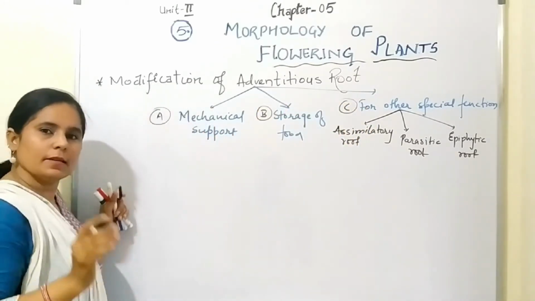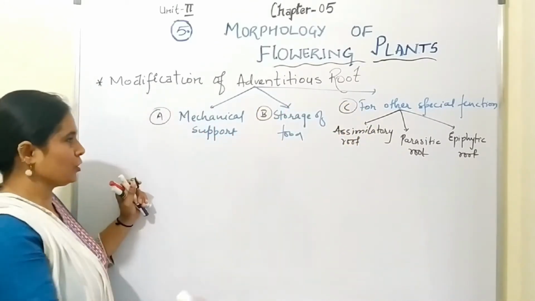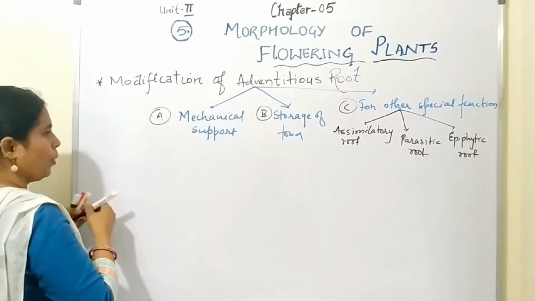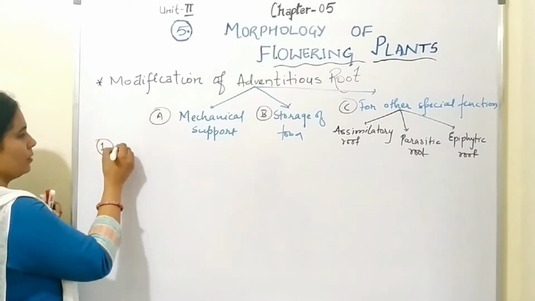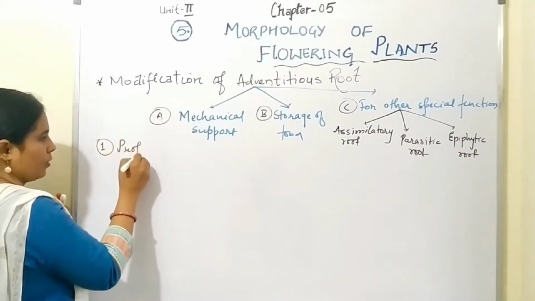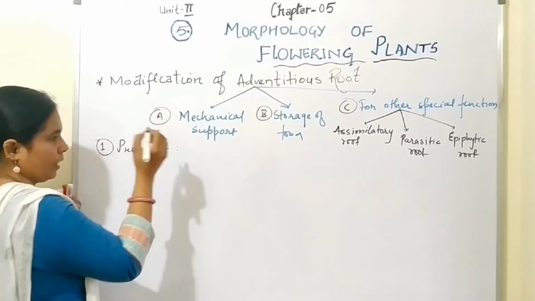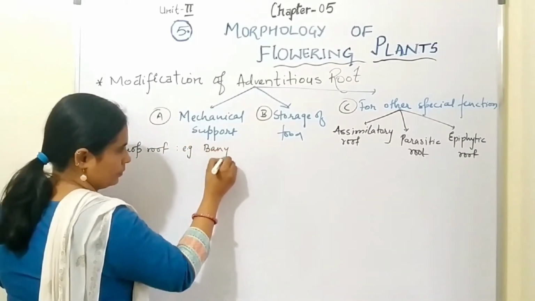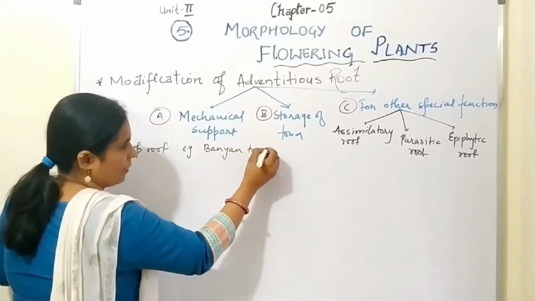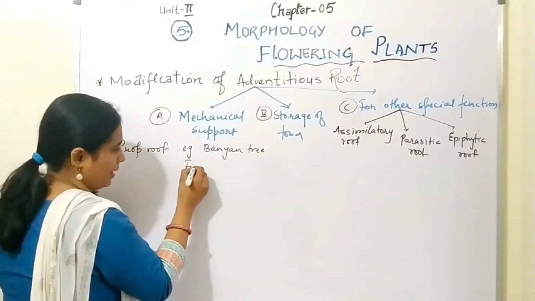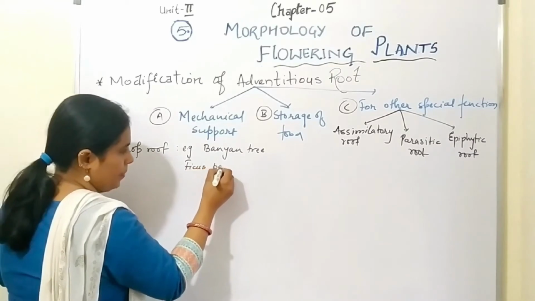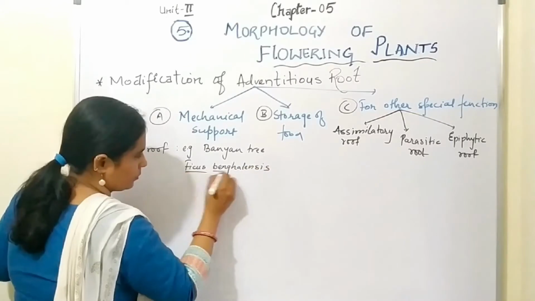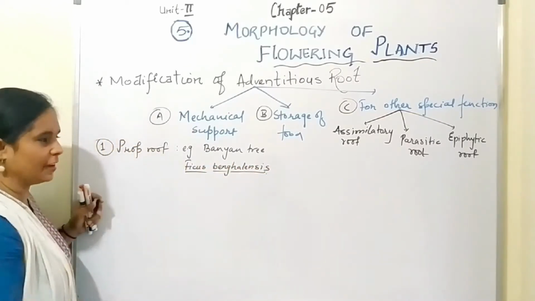So the first topic is the modification of adventitious root for the purpose of mechanical support. Here, number one is the prop root. And the example is banyan tree, and the scientific name is Ficus bengalensis. Fine, this is how we write the scientific name.